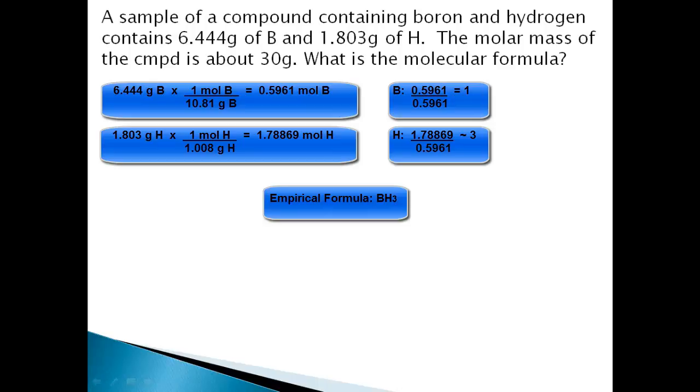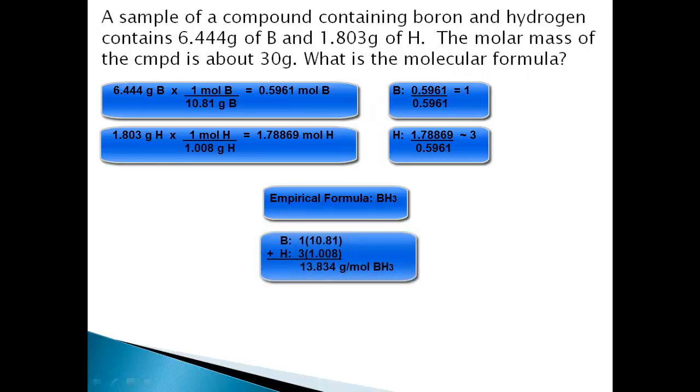There's several ways to do this, but the way that I do it is once I get to my empirical formula, I figure out how much that empirical formula weighs. In other words, find the molecular mass of that compound. So I have 1 boron and 3 hydrogens. If I add those up, that empirical formula compound weighs 13.834 grams. They tell me that the molar mass of the compound is about 30 grams. So the molecular formula weighs about 30 grams.